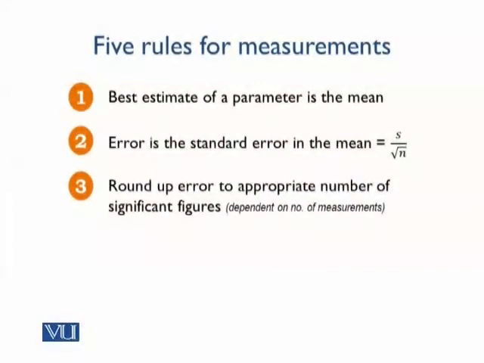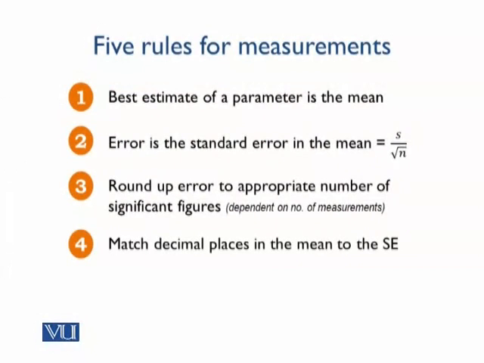Let's talk now about the fourth rule. The fourth rule is that we must match the number of decimal places in the measurement that we're reporting with the standard error. So if your standard error is, let's say, 0.1, then your mean measurement should also be reported to 1 decimal place.